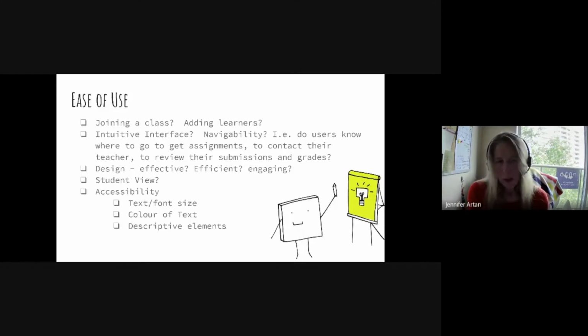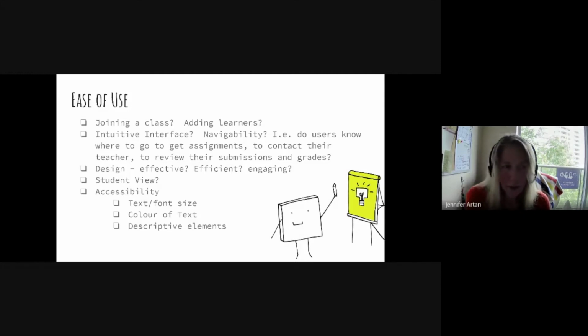So how easy is it for you to navigate your platform? And sometimes when there are a lot of blocks and places to go, students get lost or confused. So we'll talk about navigability in a moment. Do users know where to go, when to get assignments, contact their teacher, review their submissions, and grades? So the easier and the simpler this is, the more likely students are going to adapt it.